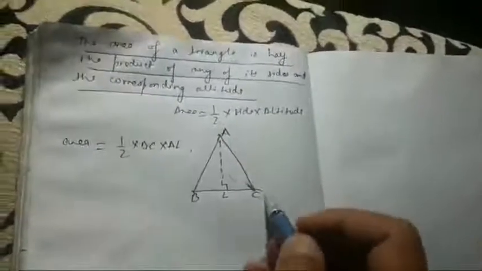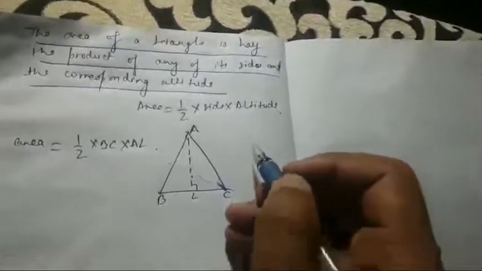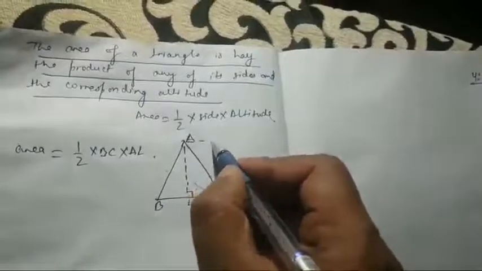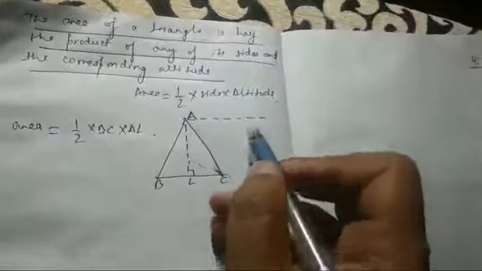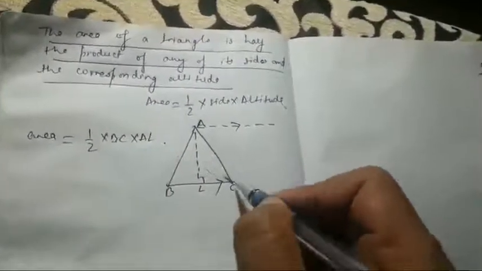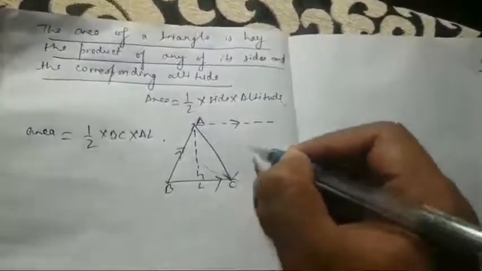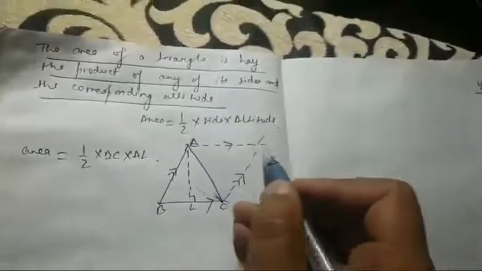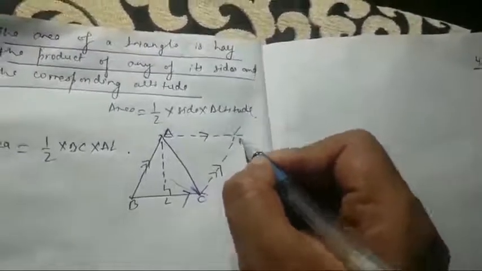Now for proving that we have to do some construction. First of all, we will draw a parallel line through the point A, which will be parallel to BC, and similarly we will draw a parallel line from the point C, which will be parallel to BA, like this. The point where they meet, we will refer to it as D.